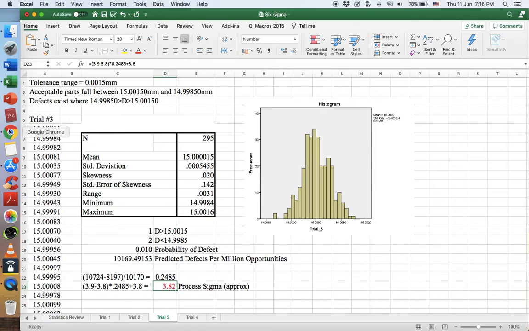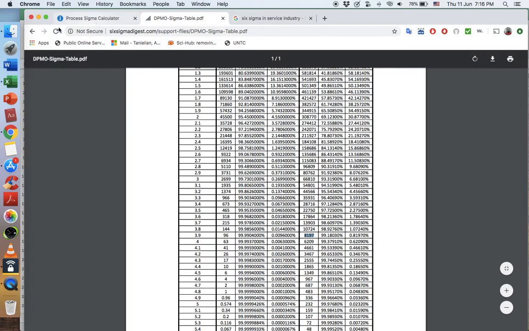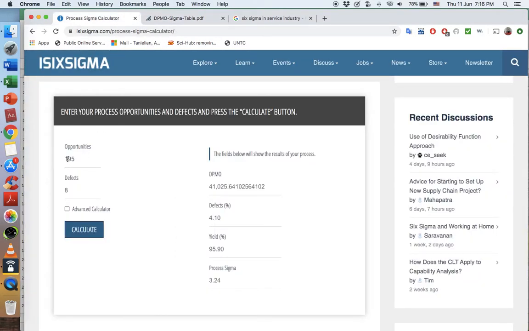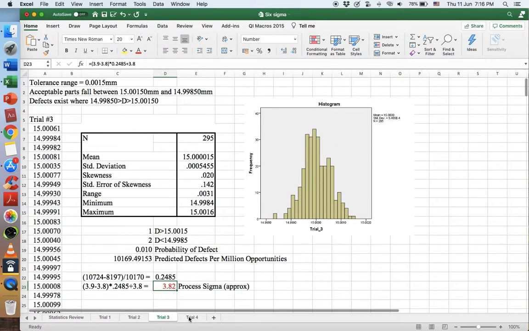Right? We're not even anywhere near where we need to be. We can go back to, let's see, 295 and 3. We can go back to our Six Sigma calculator and get a slightly better estimation of our process sigma, 3.82. So this is pretty difficult.